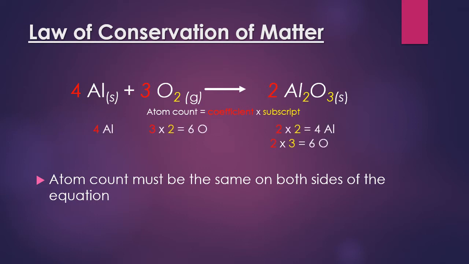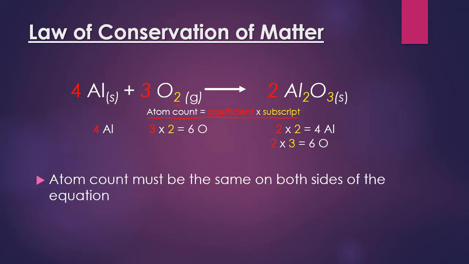So how do you figure out the atom count? You take the coefficient and multiply it by the subscript. I have it color-coded here so we can see it a little better. Coefficients are in red. The subscripts are in yellow. On the reactant side, I am going to calculate how many aluminums I have and how many oxygens I have. However many aluminums I have on the reactant side, I need the same amount on the product side. Same with the oxygens.